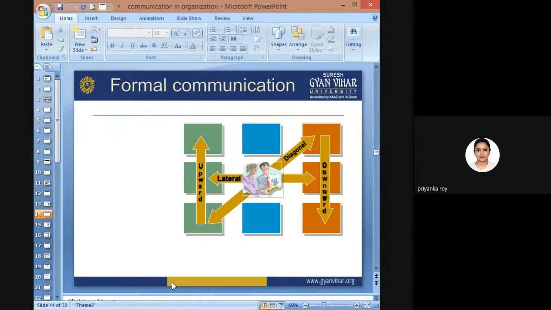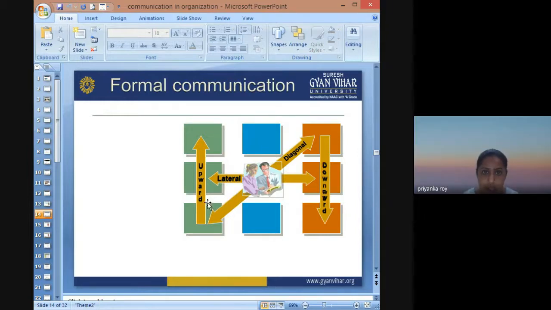Formal communication is either upward or downward. These are vertical communication. Diagonal communication is like going from a lower level up to another department. Horizontal or lateral communication is from one center to another center, or among the same level of employees. When you exchange communication at the same level, it is horizontal communication.